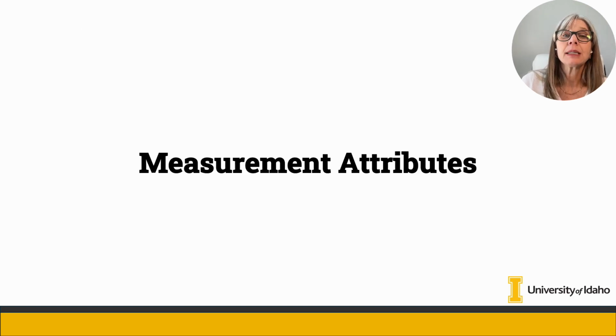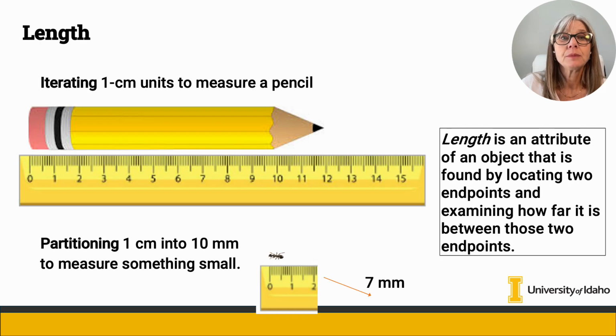Now let's briefly talk about some of the key measurement attributes important to these grade levels. Length is usually the first attribute students learn to measure. The length of an object is found by locating two endpoints and examining how far or the distance is between the two endpoints. We begin to see many connections within the math landscape.